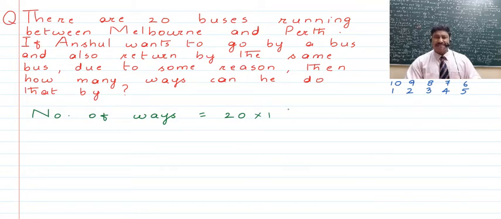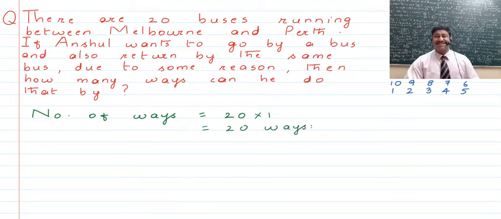As such, the number of choices at the beginning of the journey was 20, but once he completed his journey and wanted to come back from Perth to Melbourne, he chooses the same bus. As such, the number of choices he has is 1. So the total number of ways in which he can have this journey will be 20 into 1, which obviously comes to 20 ways, right?